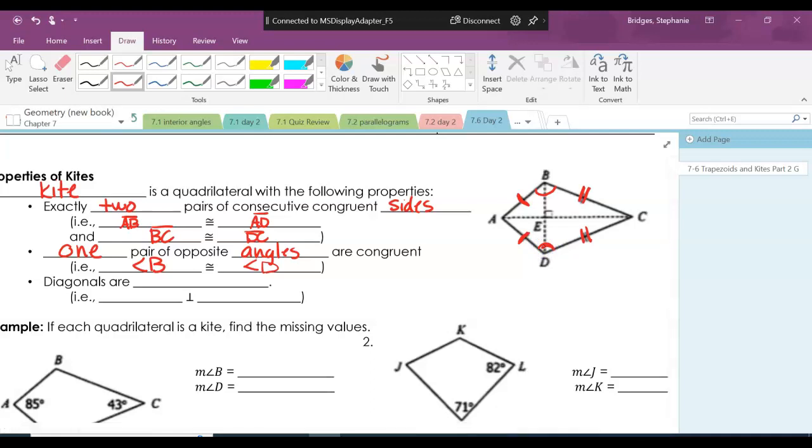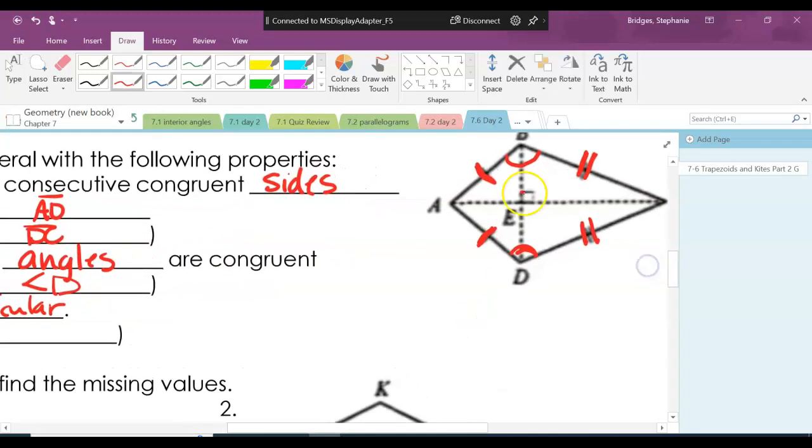And then the diagonals where they intersect are perpendicular. That means they form what kind of angles? Right angles. If you notice in the middle of your picture where the diagonals meet at E, they have a right angle marked there.